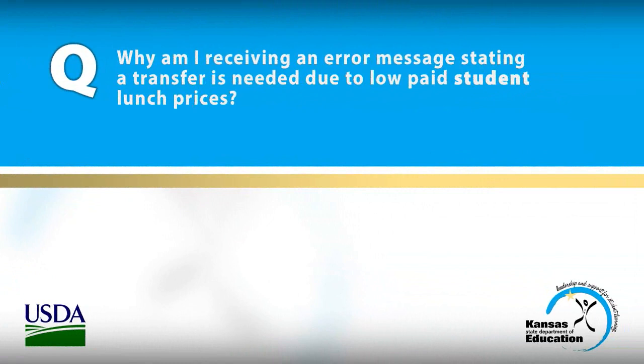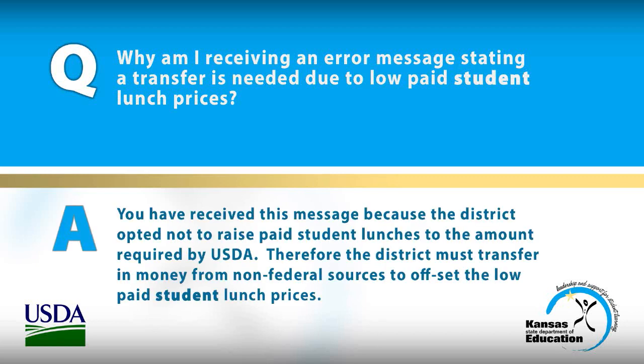Another question is, why am I receiving an error message stating a transfer is needed due to low-paid student lunch prices? The answer is you have received this message because the district opted not to raise paid student lunches to the amount required by the USDA. Therefore, the district must transfer in money from non-federal sources to offset the low-paid student lunch prices.